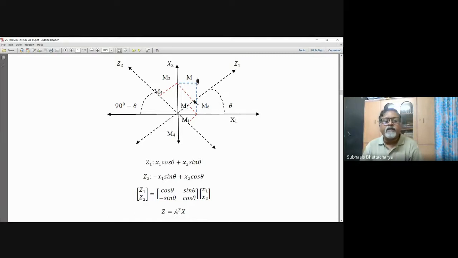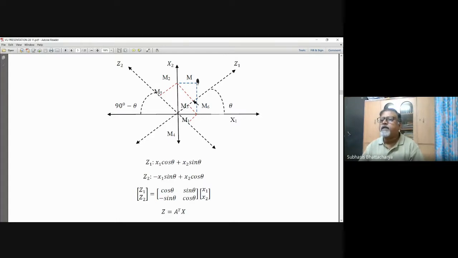The point has some Z1 and some Z2, because M is not a point on x1, x2 now. It is a point over the Z1, Z2 axes. How are x and z related? Z1 is x1 cos theta plus x2 sin theta, and Z2 is minus x1 sin theta plus x2 cos theta. And we can write them in vector matrix notation.